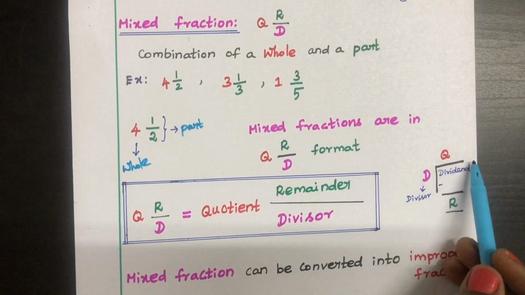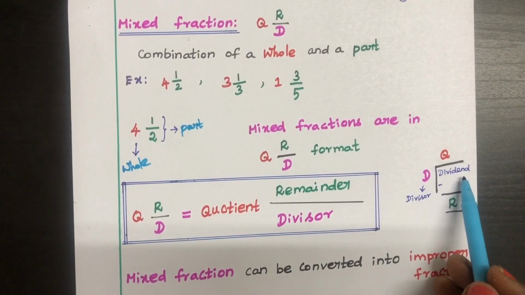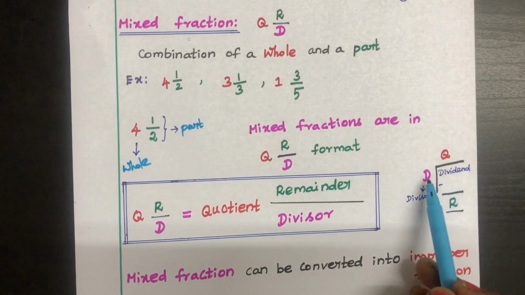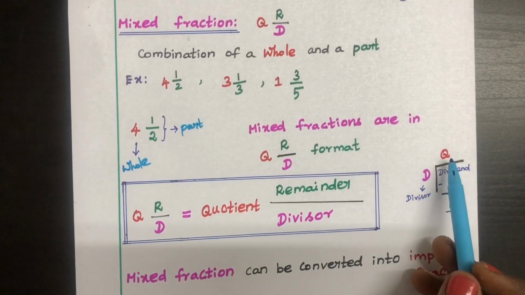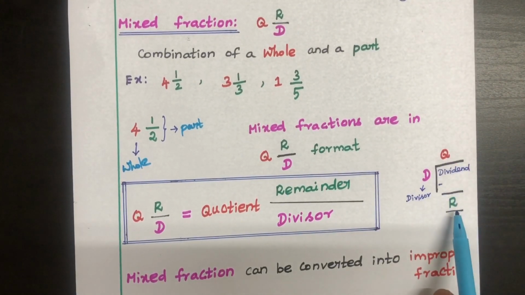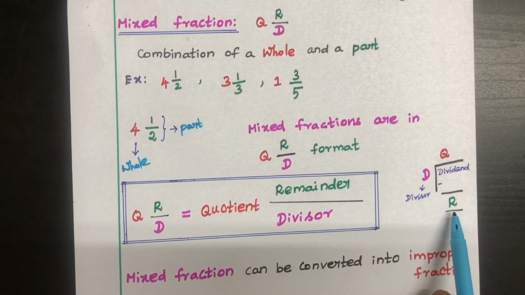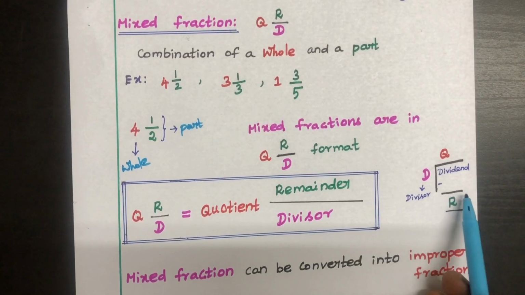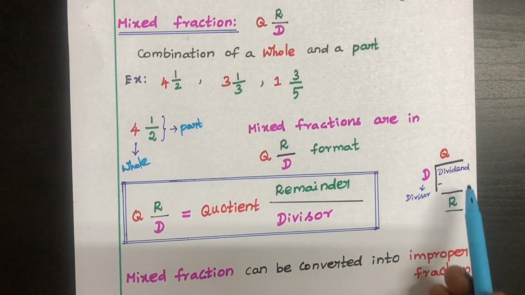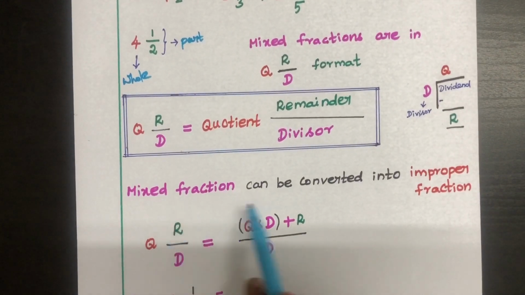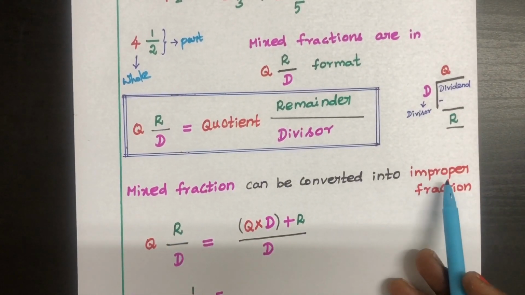See, if you divide a number, the inside number is the dividend and the outside number is the divisor. If you divide a dividend by the divisor, you always get a quotient and a remainder. If it is a proper factor, the remainder is always 0. If it is not a factor of the dividend, then the remainder will be a number. So a mixed fraction works with a non-zero remainder alone.